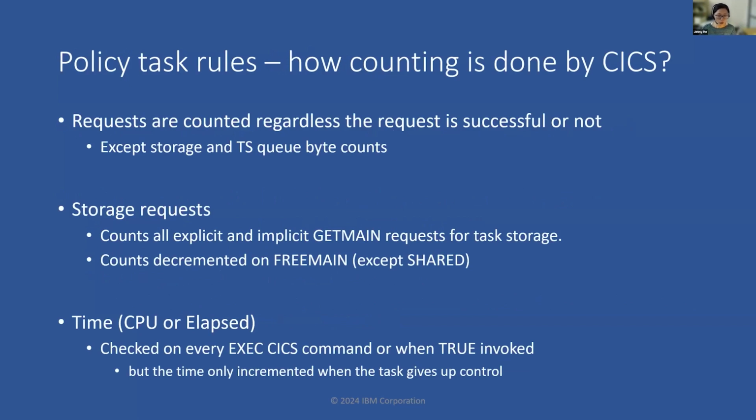So for the task rules, how does CICS keep track of the counting to know whether it has reached the threshold? For CICS requests, or how many write queue requests, etc., they are counted regardless of whether the API request is successful or not, except the storage and the TSQ bytes. In particular for the storage request, it counts all the implicit and explicit GETMAIN requests for task storage. If the task did some FREEMAIN, then the storage counts will be decremented when the FREEMAIN happens, except on the shared. For time related, which can be CPU or elapsed time, it will check on every EXEC command or when a task related user exit is invoked.